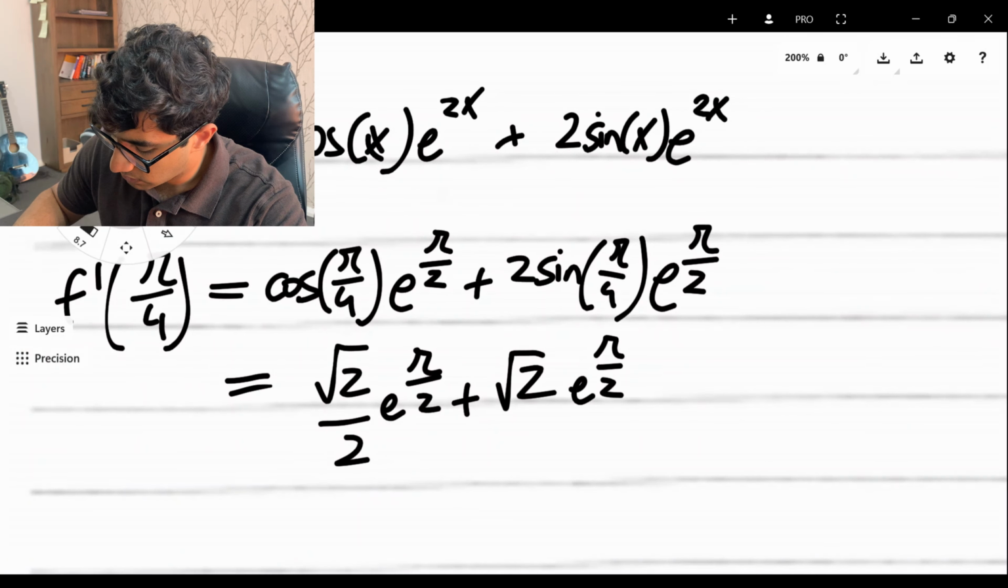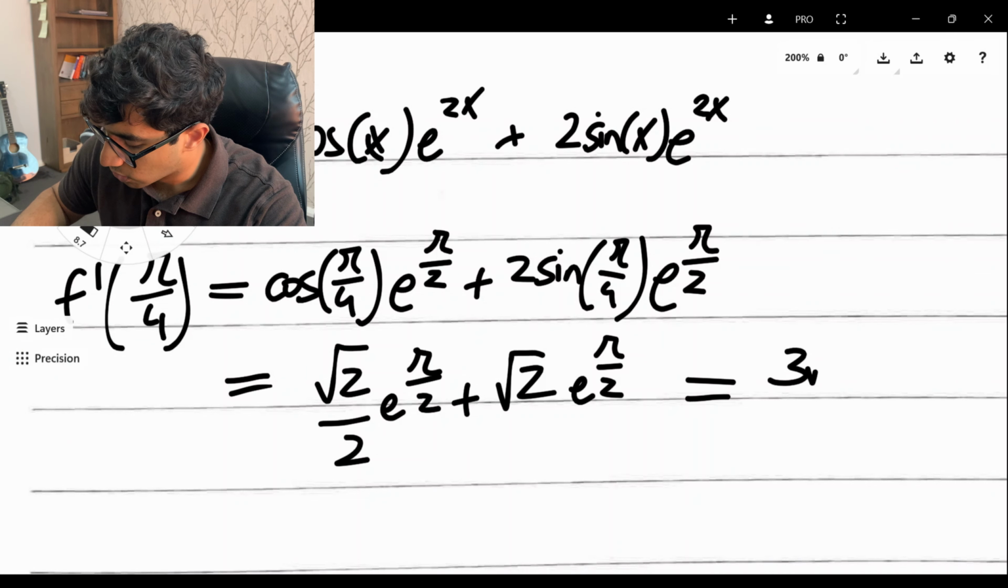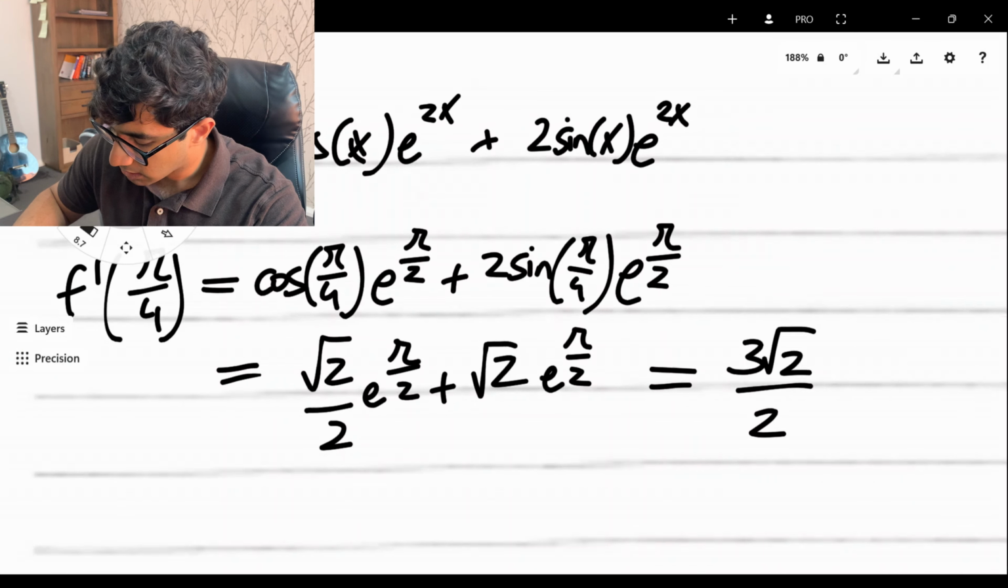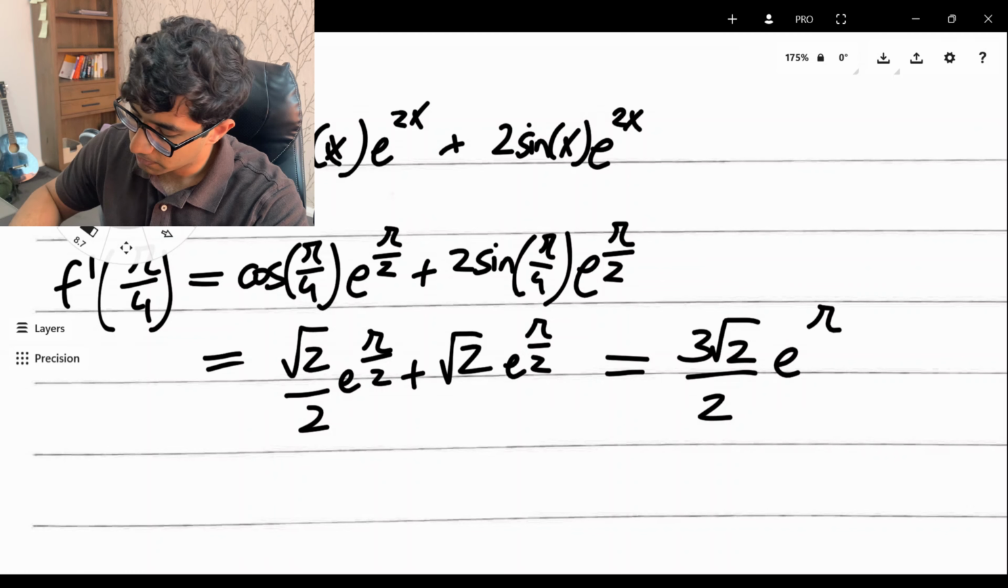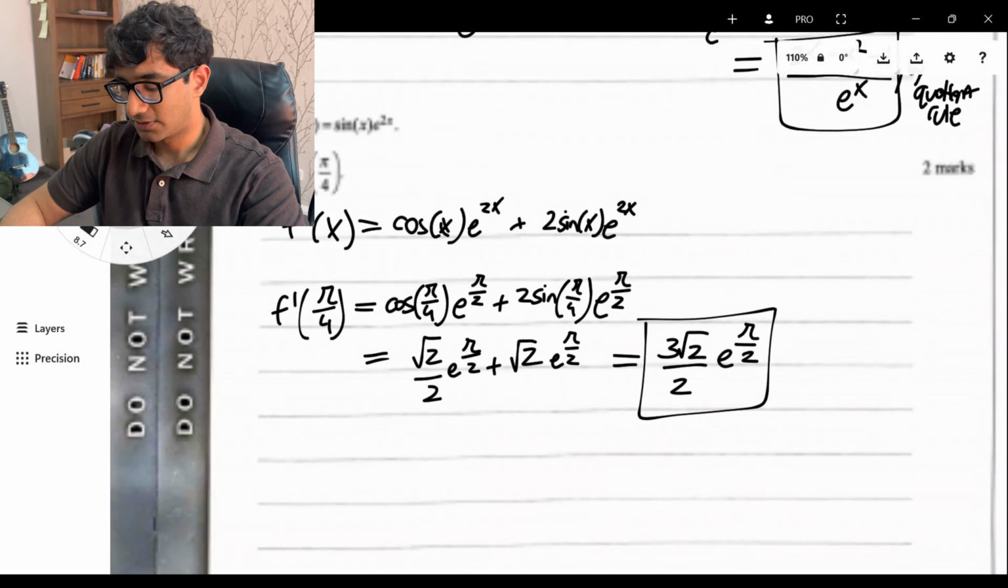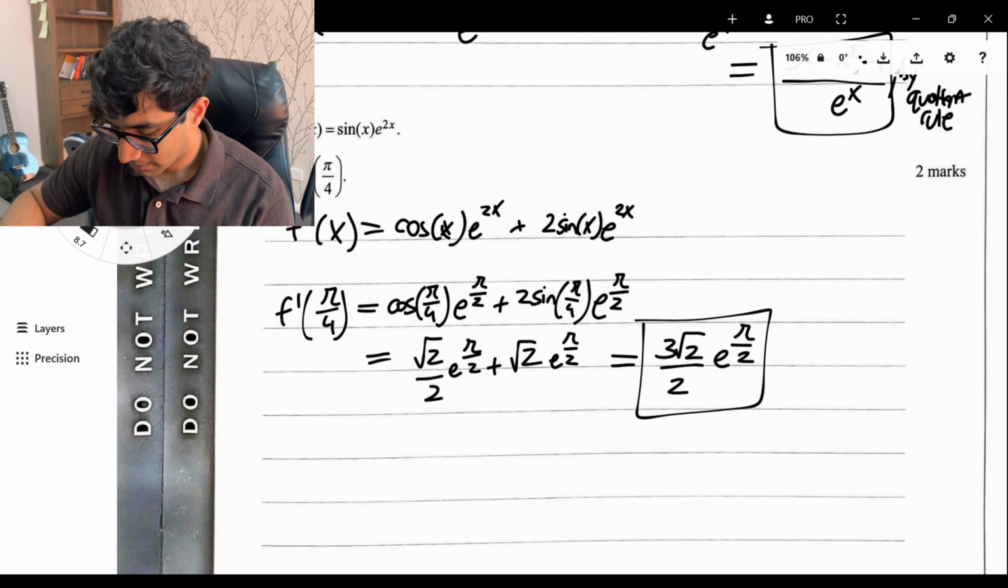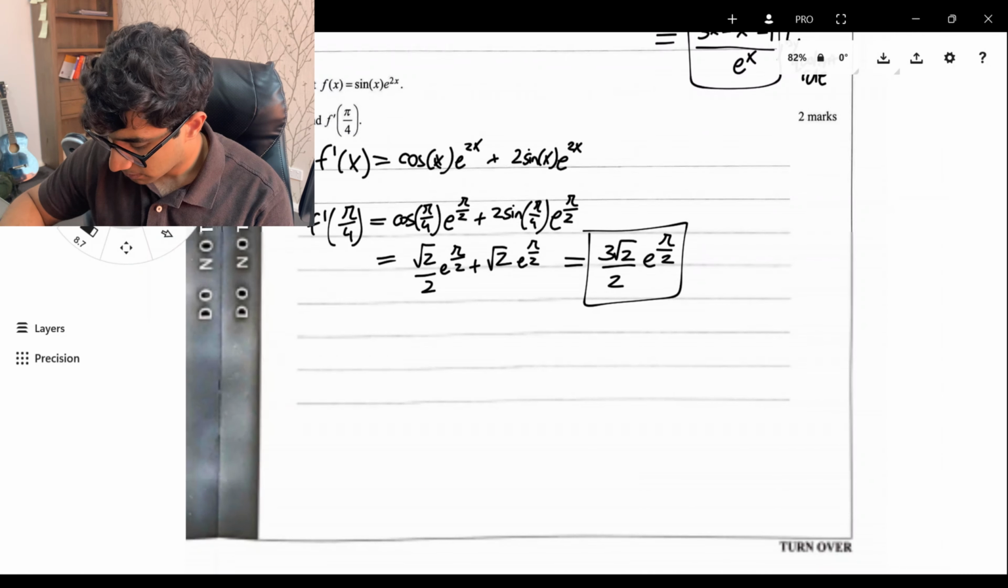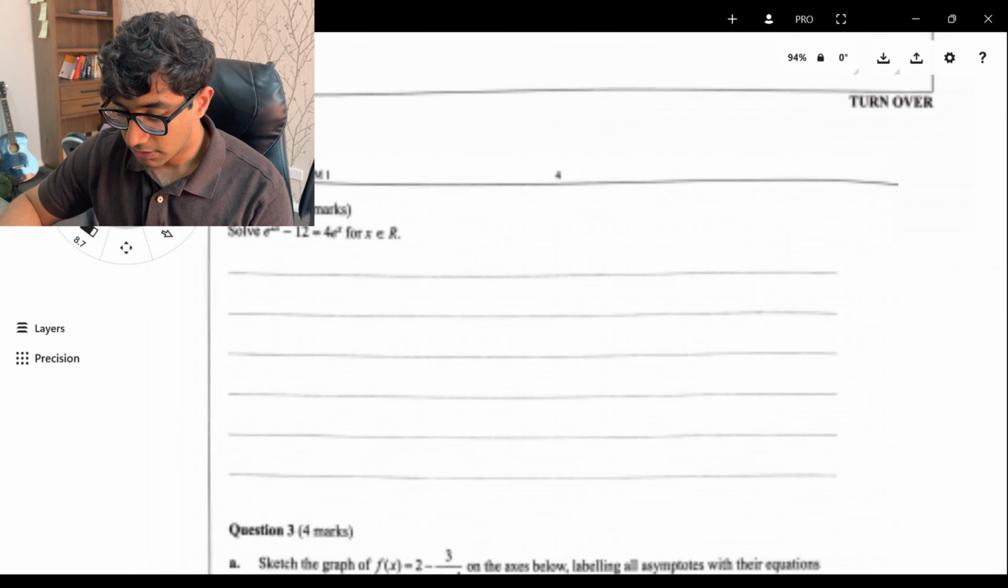And when you sum it up fully, you get 3 root 2 over 2, times e to the power of pi over 2. And that should hopefully be your answer in that case. So there you go. That's that for part B. All right. Part 2.